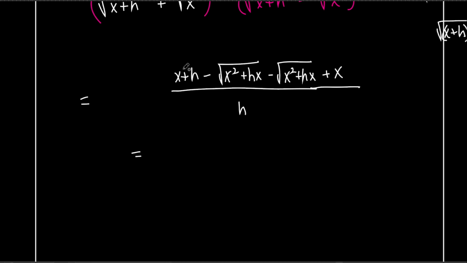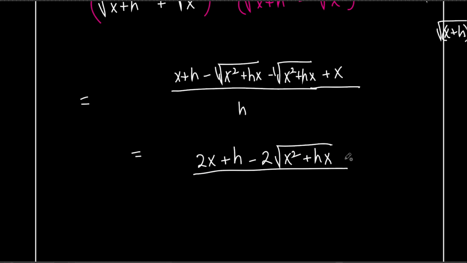Let's add some like terms. So what do we got? We got x plus x, which is 2x. There's nothing I can add with the h, so I'm just going to put plus h. Now we do have this though. We have negative one of these things minus one of these things, which is going to give us minus 2 of these things. But again, the book has a minus xh.